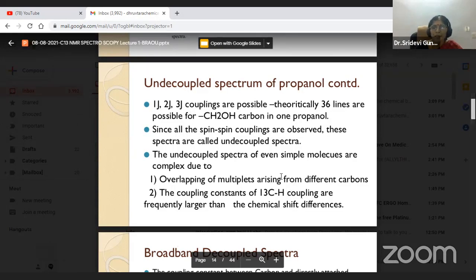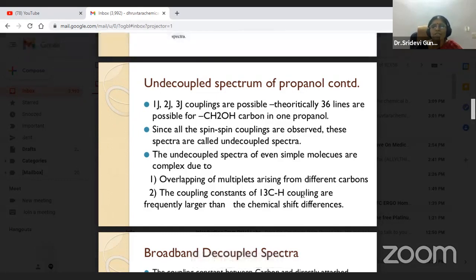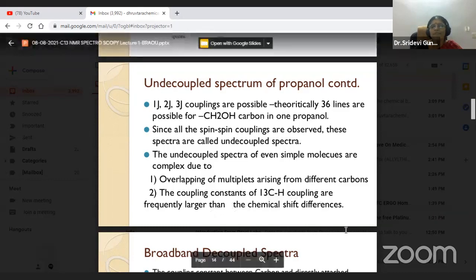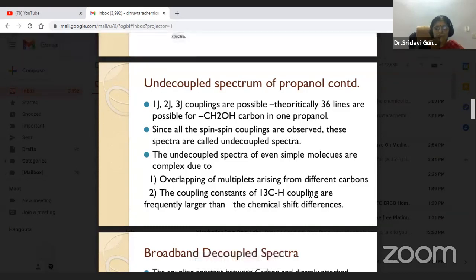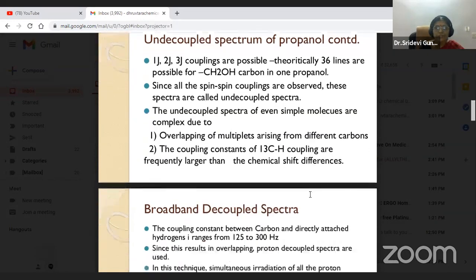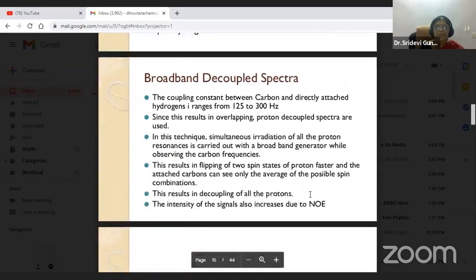Another problem here is that the coupling constants of C13-H are frequently larger than the chemical shift differences. They are between 125 to 250 hertz. So sometimes the signals of the split lines will be very widely separated. We will not be able to differentiate between the chemical shift or the split signal. It becomes very difficult. That is the reason why undecoupled spectra are not normally used.